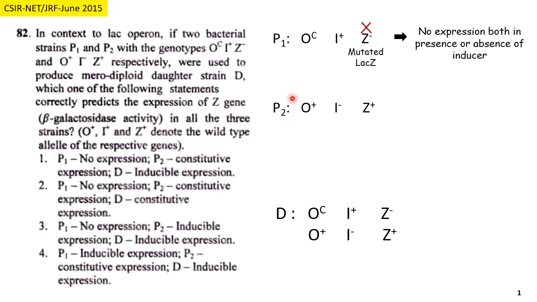Now coming to strain 2, it has a wild type operator, a mutated repressor gene and a wild type beta galactosidase gene. So we will see in what condition this beta galactosidase gene is going to express. But first of all, we have to discuss this mutant repressor gene. It won't produce any active repressor, so an inactive repressor molecule will be expressed.